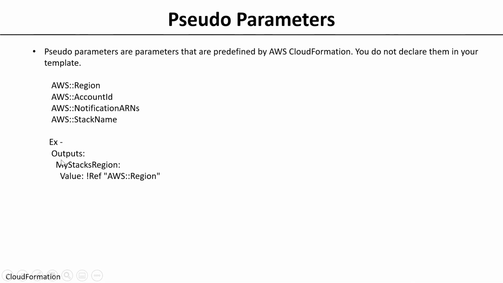For example, in the output I can say my stack's region is, I can say region. It means it will tell this stack was created in this particular region. So this is how the pseudo parameters, which are the fixed parameters, are used.